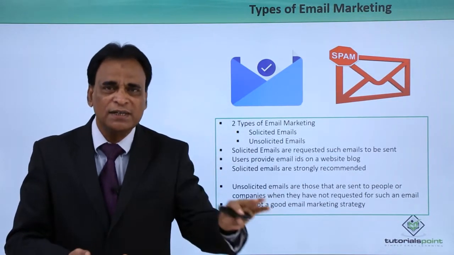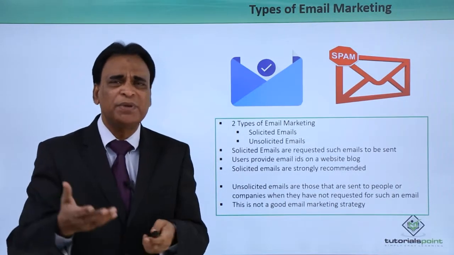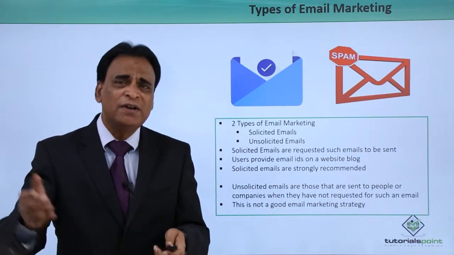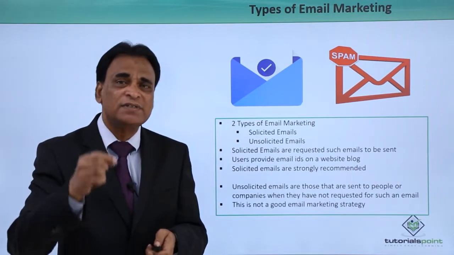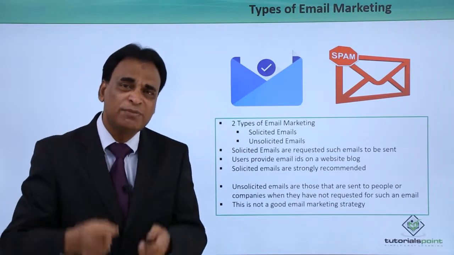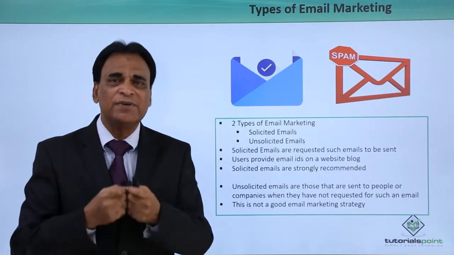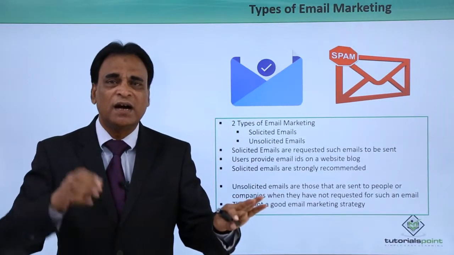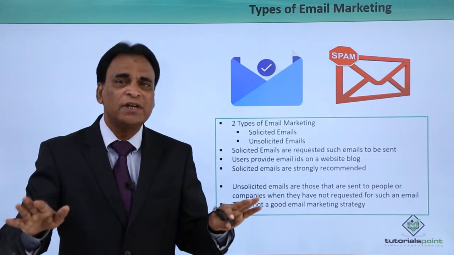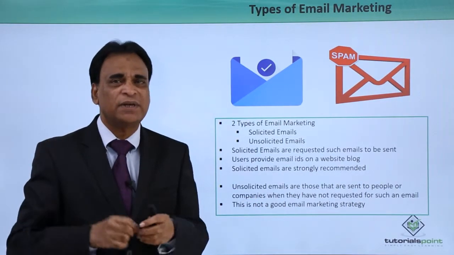This is solicited emails. Unsolicited emails is where we pick up email IDs from somewhere and send them emails wherein the user has not requested to receive such emails from you. That is unsolicited emails. Now, the biggest difference between these two is that solicited emails are whitelisted, while unsolicited emails more often than not will end up in the spam and junk box, which is not recommended.